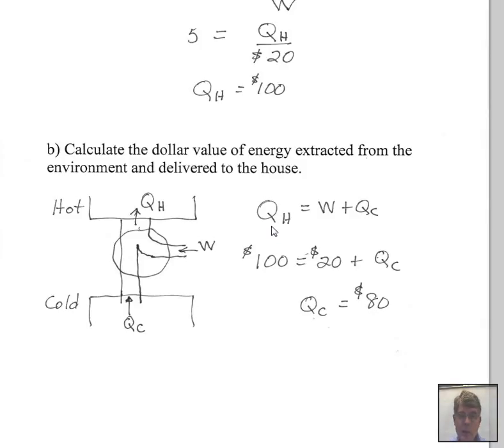So Q sub H from part A was $100. The work from the given part of the problem was $20. So Q sub C is $80. This heat pump has picked up free energy. We did not have to burn fuel from the cold reservoir. And that free energy has a dollar value of $80. Free in the sense that we did not have to spend our money to create this energy.